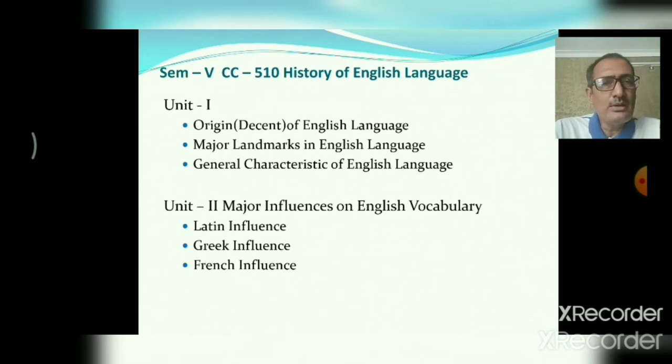A number of thousands of words have been brought into English language from Latin, Greek or French. There are some other influences, as I mentioned, Bible influence or influence of Shakespeare, but they are not the part of our syllabus at present. So while discussing these three influences, we shall be talking about Bible and Shakespeare as well. But that is going to be just an introduction to those areas of studies.